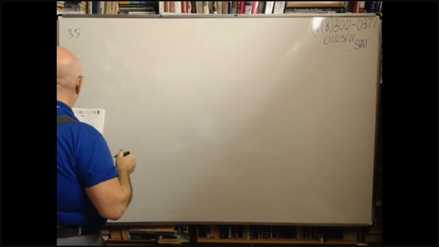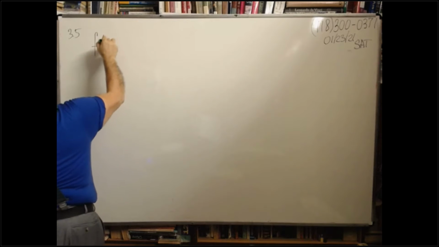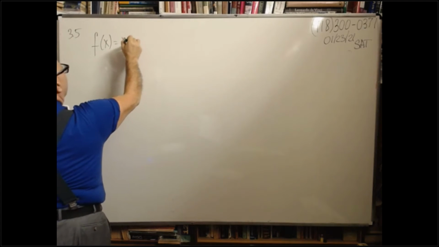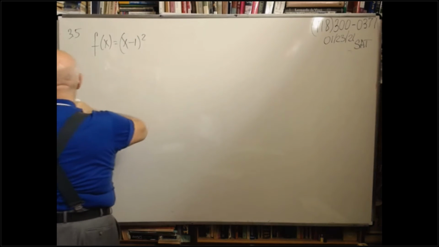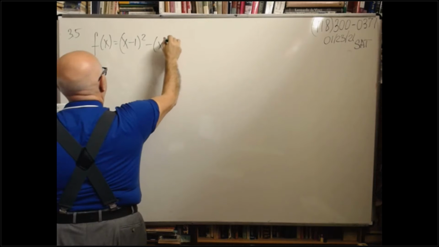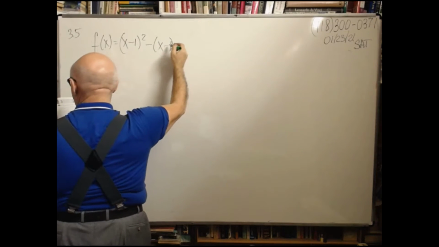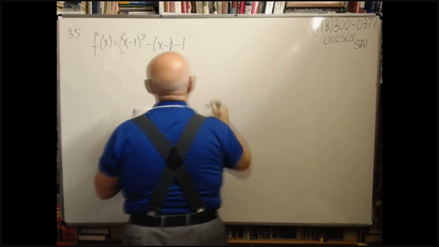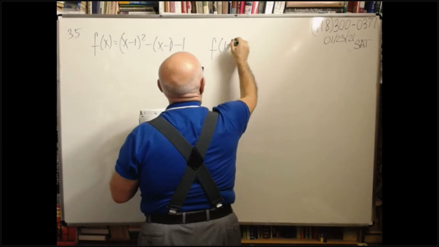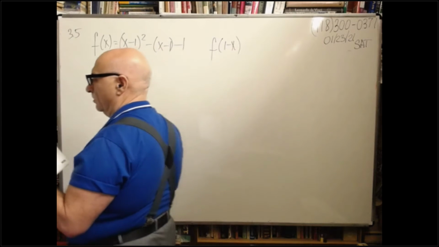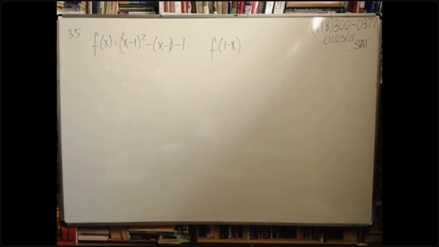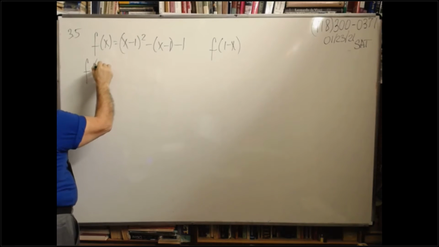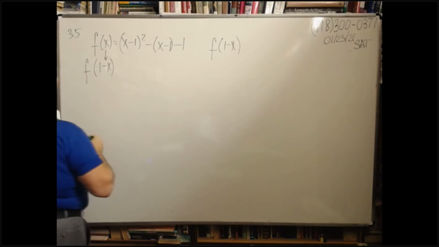And 3, 5. F of x equals x minus 1 to the second minus x minus 1. What is it? Minus 1. And they ask you to find f of 1 minus x. So just plug in. Okay. So f of 1 minus x instead of x. What do you have?